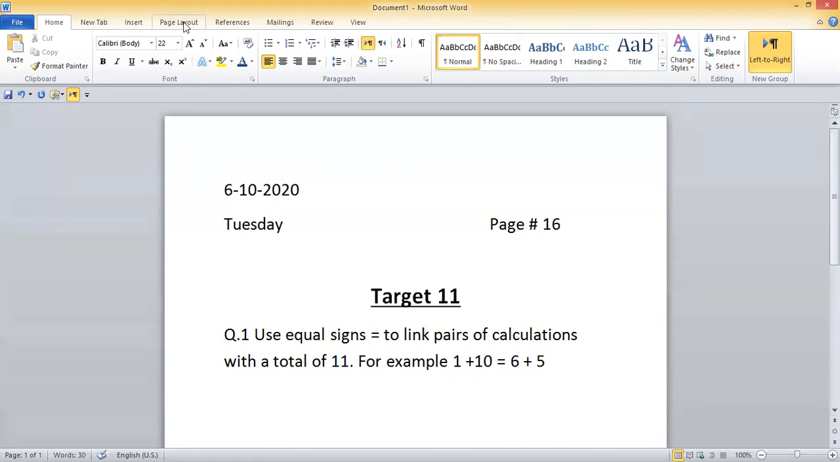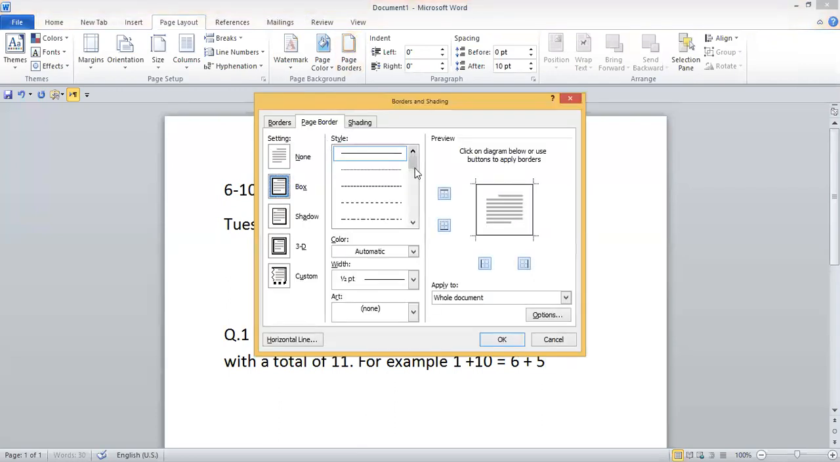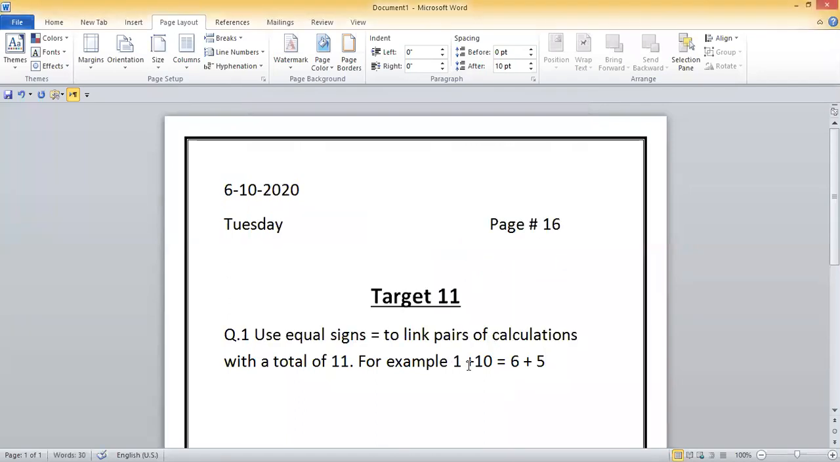So this is the question, guys. You have to use equal signs to link the two pairs of calculation and both results should be 11. They give the example like 1 plus 10 is equal to 6 plus 5. So you check from the chart which pairs are giving you a sum of 11. All right, so you can write the answer and I'm going to open your mic.